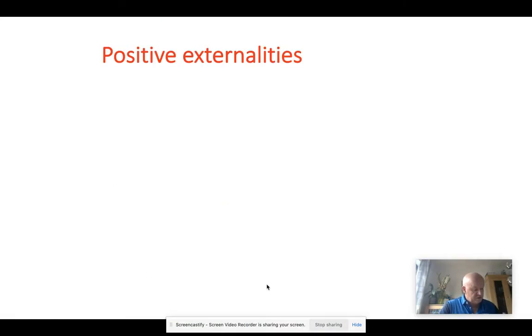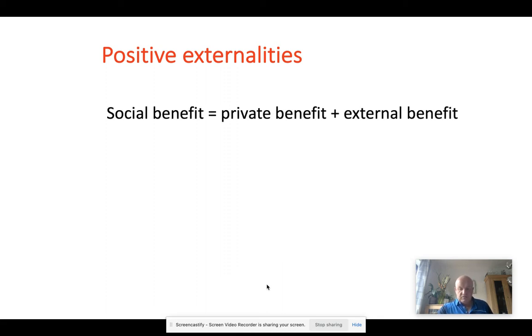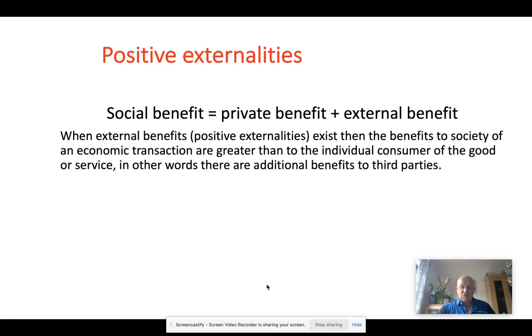Okay, let's take a look at positive externalities now then. So we looked at negative externalities. Then in this instance, we've also got some positive externalities that we might need to consider. So again, remember our social benefit is the private benefit plus the external benefits that we might get from a particular good or service. So when external benefits exist, that means that we have extra benefits to society of an economic transaction, so they're greater than the individual consumer of the good receives, and so there are additional benefits to third parties.